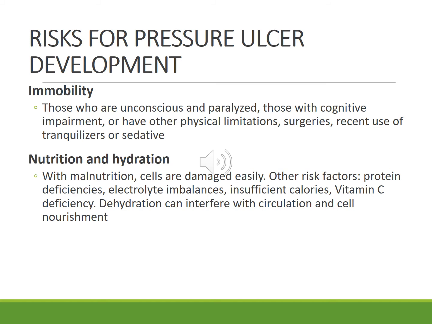The next couple of slides are our risk for pressure development, and some of these, again, I've hit on over and over, but it's just very important to remember these factors that place a patient at risk for a pressure ulcer. And again, immobility is a huge, huge concern. You may have patients who are unconscious or paralyzed, have cognitive impairment or other physical limitations. Surgeries can cause immobility. If a patient is on a sedative, pain medication, anything where the patient is not moving places them at risk for a pressure ulcer. Nutrition and hydration, again, if we have a malnourished patient, the cells are damaged easily. Protein deficiency, electrolyte imbalances, insufficient calories, and dehydration can all interfere with the circulation and the cell nourishment, and it increases their risk for pressure ulcer development.